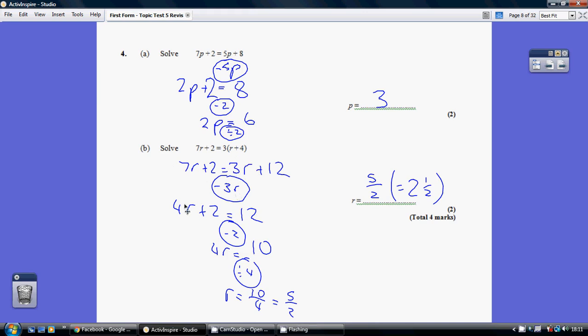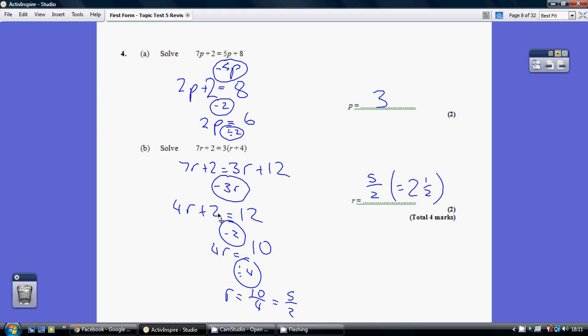7R minus 3R is 4R. The plus 2 remains unchanged for now. 3R take away 3R is a big fat nothing, so we're just left with the plus 12 on the right. So we've now got to 4R plus 2 equals 12.